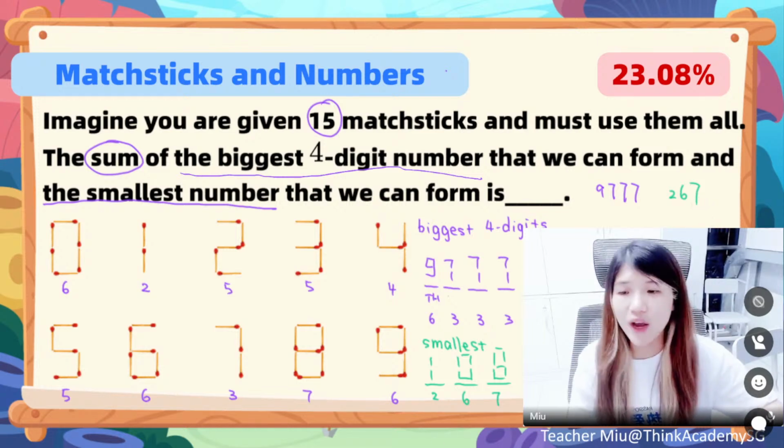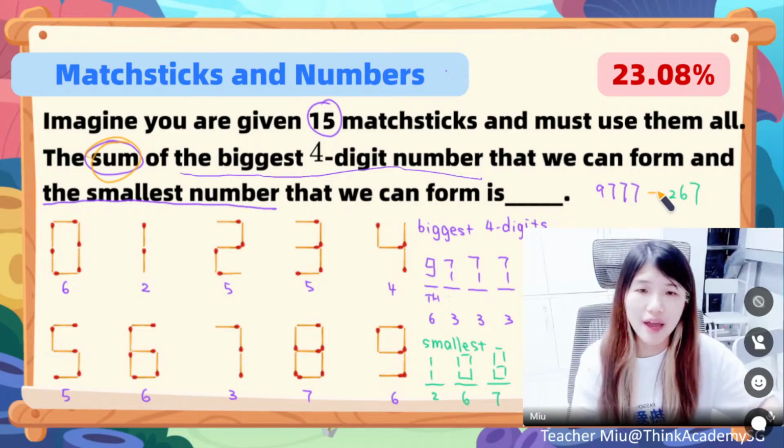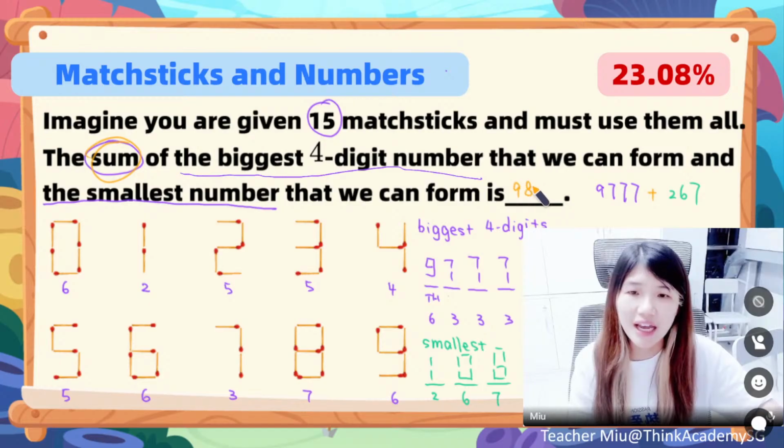Since the question is asking for the sum of these two numbers, you add them up and you find out the answer is 9,885.